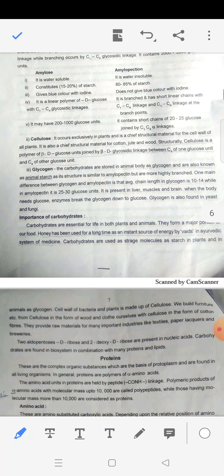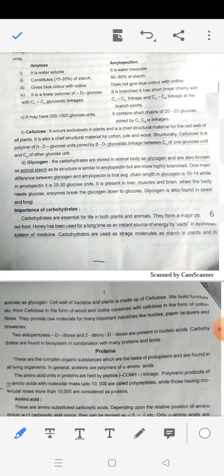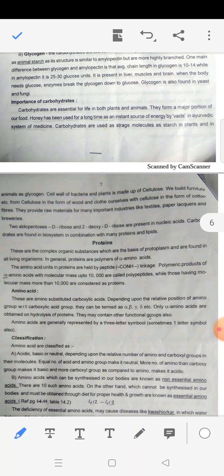So what is glycogen? Glycogen and amylopectin have more or less similar structure. That means in addition to the linear structure, they also have a branched structure. It is present in liver, muscle and brain. When the body needs glucose, enzymes break the glycogen down to glucose. Glycogen is also found in yeast and fungi. So that much only you have to do from carbohydrates. The importance of carbohydrates you can do on your own. There is nothing to explain.